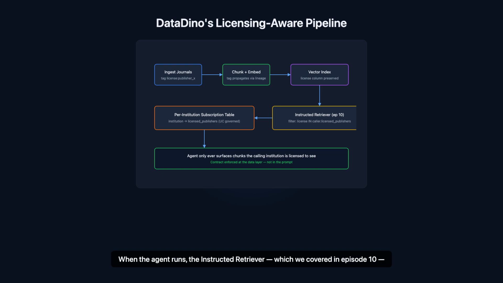When the agent runs, the instructed retriever, which we covered in episode 10, applies a deterministic metadata filter. License is in the caller's licensed publisher set. The language model never even sees chunks the caller is not licensed to view. The contract is enforced at the data layer, not in the prompt. And every retrieval call is auditable through Unity Catalog Lineage if the publisher ever asks.